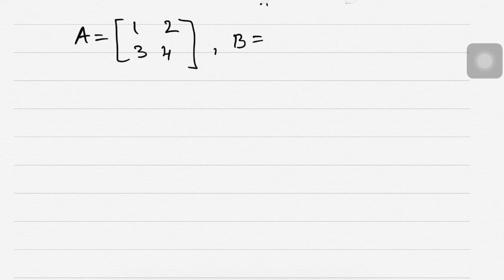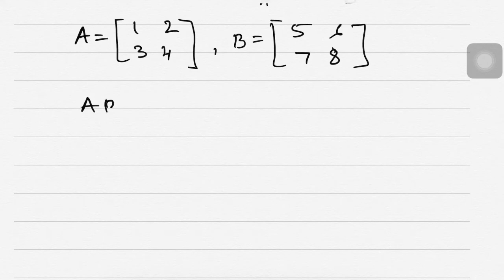Now think of a situation when both AB and BA are defined for two given matrices. Yes, both matrices should be square matrices of the same order. Now let's check when AB and BA are defined, whether AB is equal to BA. Let A be equal to [1, 2; 3, 4] and B be equal to [5, 6; 7, 8].